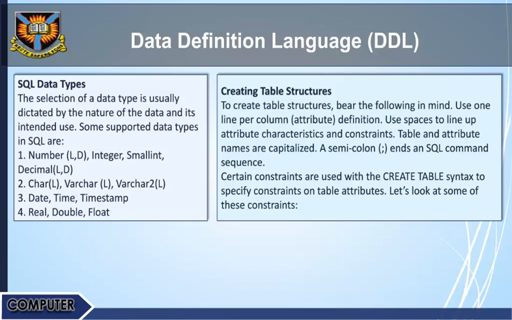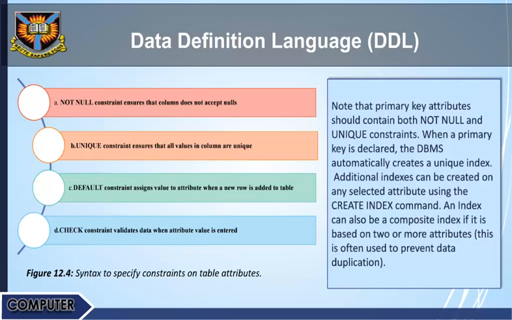Certain constraints are used with the create table syntax to specify constraints on table attributes. Let's look at some of these constraints. A. Not null constraint ensures that a column does not accept nulls. B. Unique constraint ensures that all values in a column are unique. C. Default constraint assigns a value to an attribute when a new row is added to a table. D. Check constraint validates data when an attribute value is entered. Note that primary key attributes should contain both not null and unique constraints.